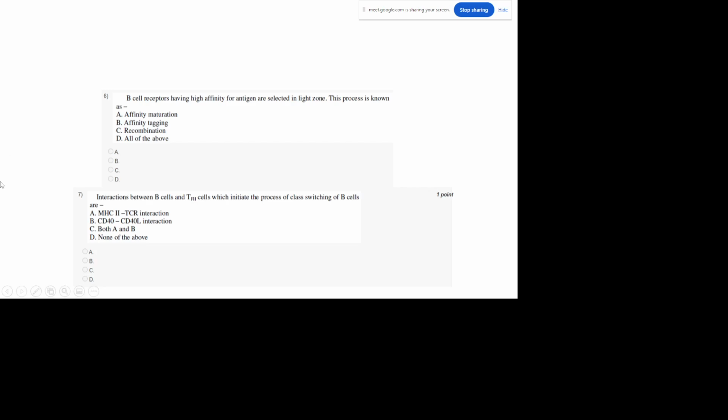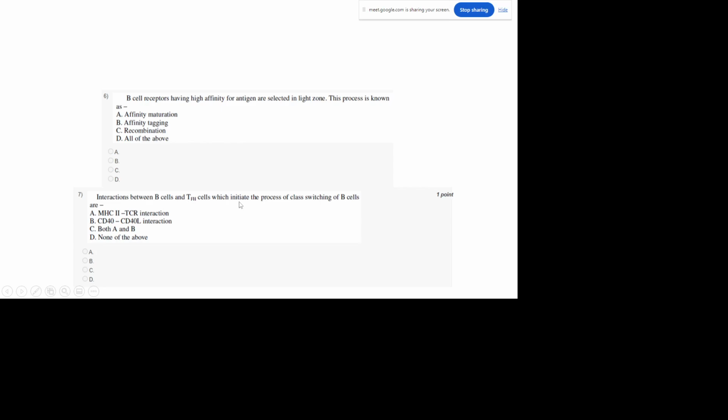B cell receptor having high affinity for the antigen is selected in the light zone. That process is known as: affinity maturation, affinity tagging, recombination, or none of the above. The answer is affinity maturation. This will mature the B cell. It will help select the B cell which has the highest affinity with the antigen presented by the follicular dendritic cell. So this is affinity maturation.